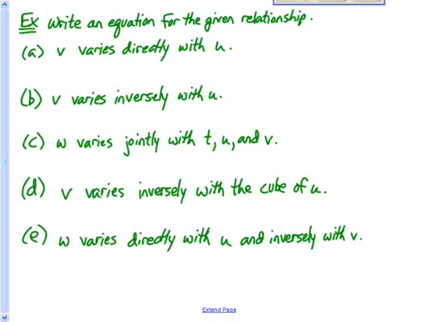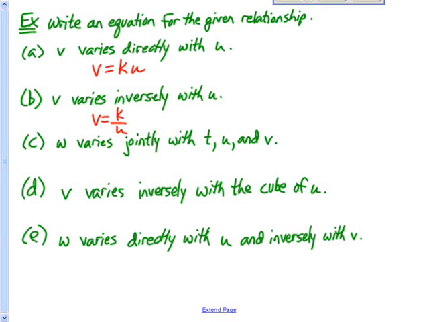Let's look at some more. Let's write some equations here for the given relationship. So if they say V varies directly with U, you would write V equals K, whoops, I should write V. Said it right, wrote it wrong. V varies directly with U. V equals KU. How about V varies inversely with U? V equals K over U. They have inverse relationship there.